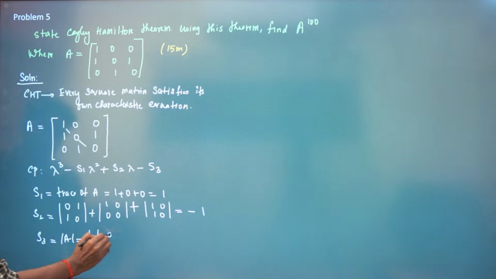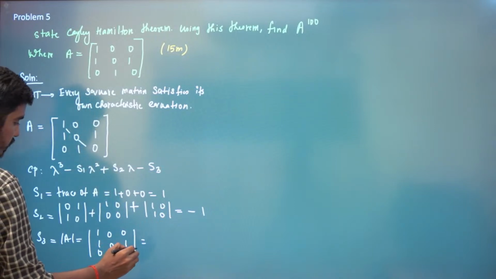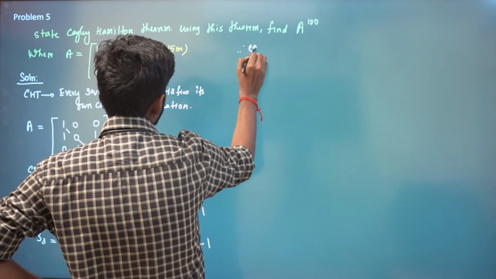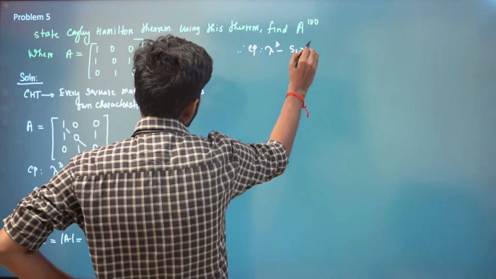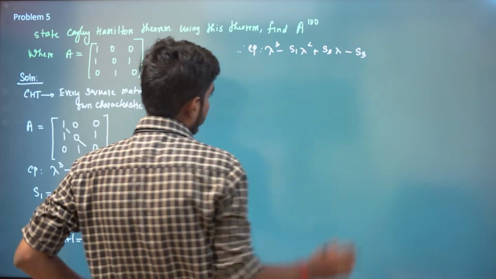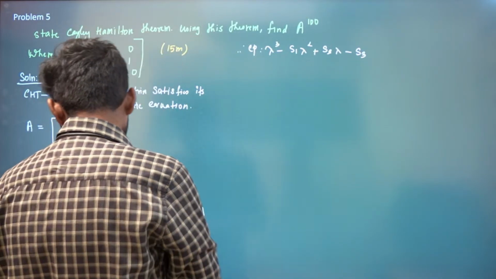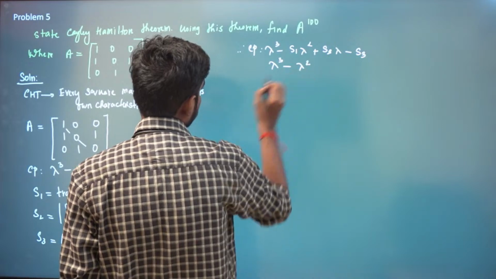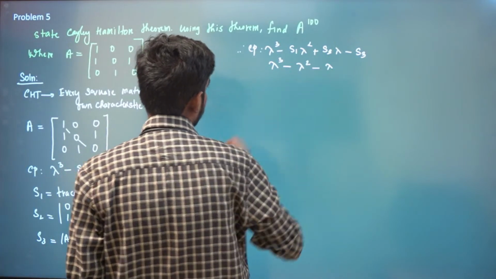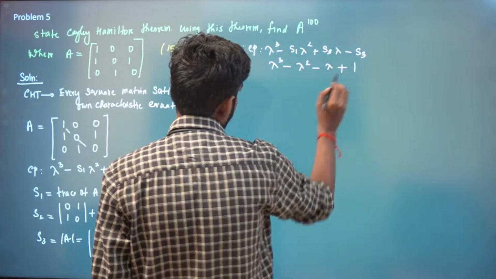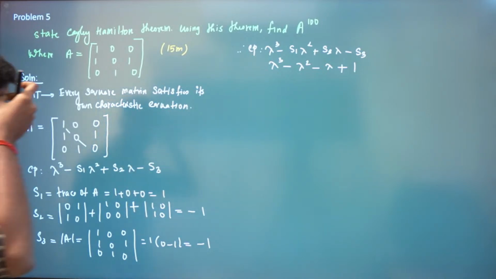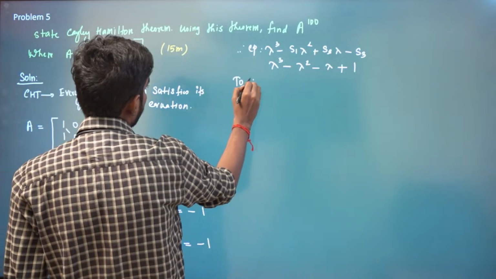What is the determinant of 1 0 0, 1 0 1, 0 1 0? It is nothing but 1 into 0 minus 1, so minus 1 is your determinant. Therefore, the characteristic polynomial is given by lambda cube minus s1 lambda square plus s2 lambda minus s3. We already found all those values. s1 is 1, so minus lambda square; s2 is minus 1, so minus lambda; minus s3, so plus 1. This is your characteristic equation, right?